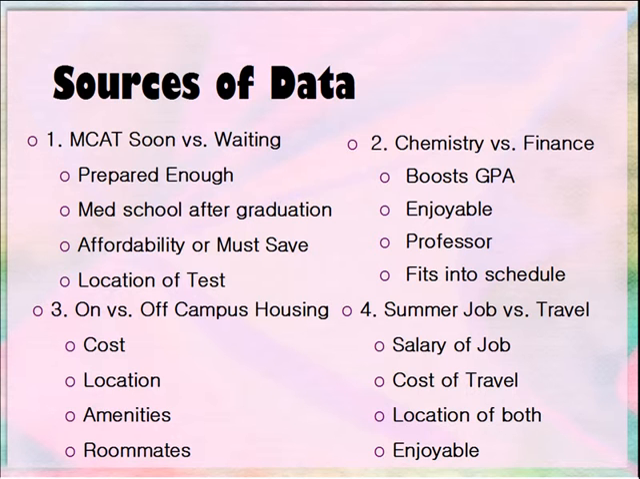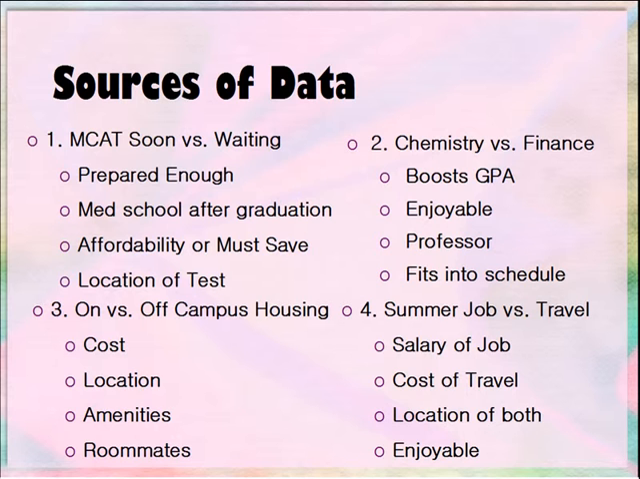Sources of data. For each decision, Noah has provided 4 criteria that will influence and affect his decision making. In the first situation, in choosing whether to take the MCAT sooner rather than later, Noah must consider whether or not he will be prepared. Whether he goes to med school directly after graduation or wants to take a year off will also affect his decision. If he will be able to afford the test and save in 6 months, as well as the location of the test, will all play a role in his decision making.